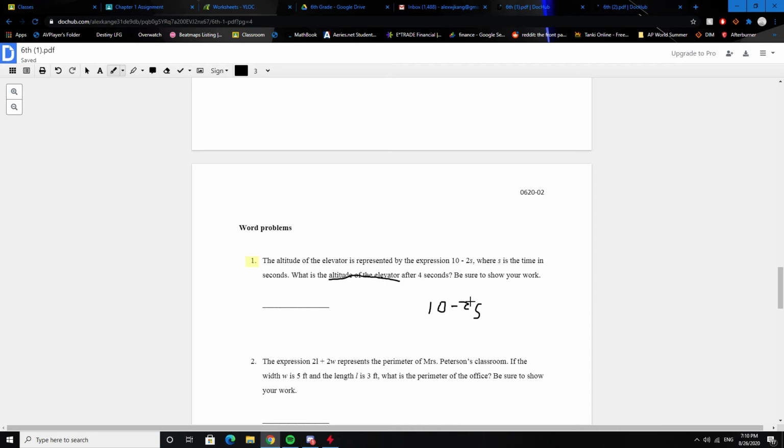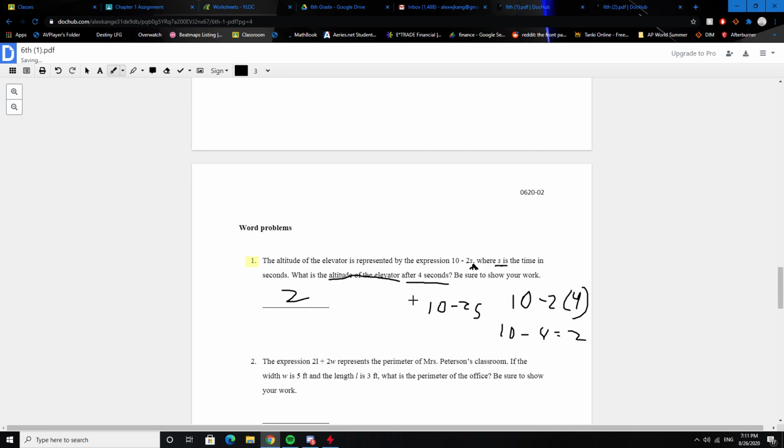In this situation, they tell you the time in seconds right here. They tell you how much time has passed, and that means they gave you what this s is. So you just plug that in here: 10 minus 2 times 4. You solve this, which is 10 minus 8, just 2. This is a fairly simple question.